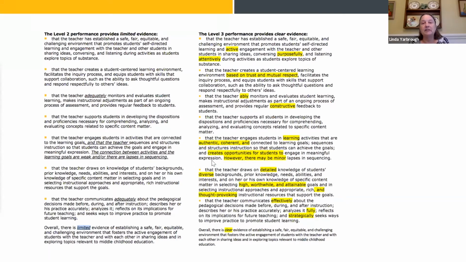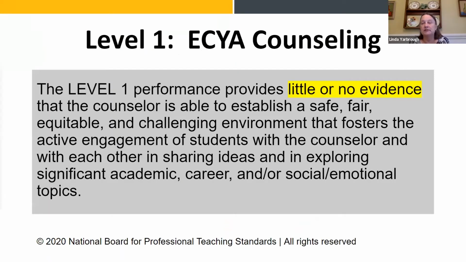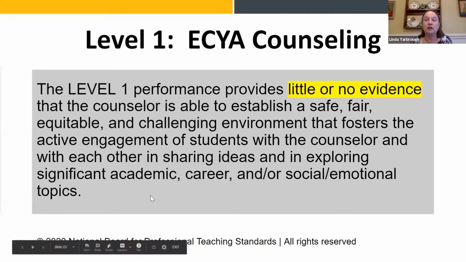And finally, we have an example of the level 1 rubric. This one happens to be from the counseling certification area. And you can see that the level 1 work is characterized by little or no evidence for the information in the gray box, which we've seen before, as well as each one of those bullet points that are listed under that gray box on the level 1 rubric.